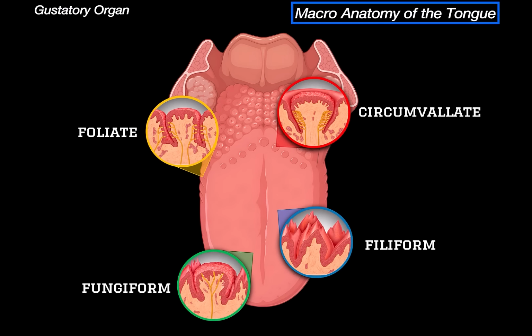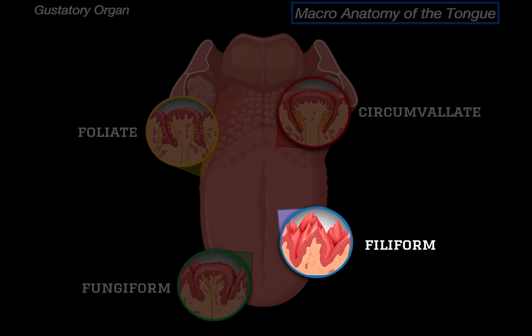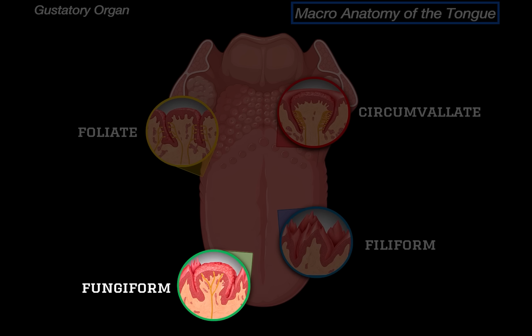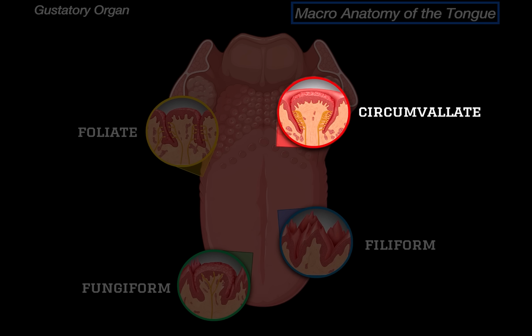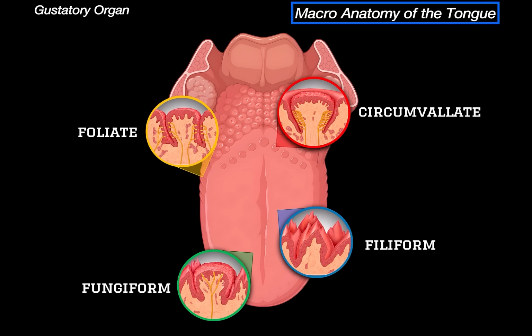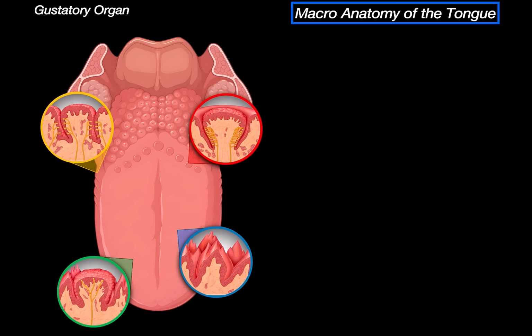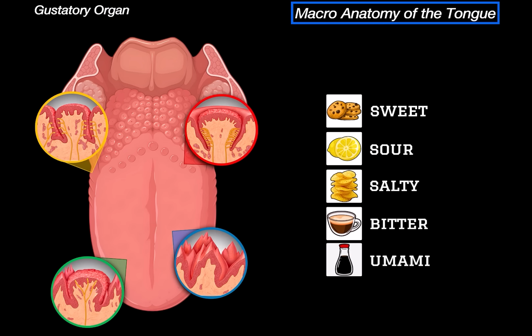So when we put all of this together, the surface of the tongue is made up of Filiform Papillae, which provide texture but no taste, Fungiform Papillae near the front, which contain small numbers of taste buds, Foliate Papillae along the sides, which contain taste buds within their folds, and Circumvallate Papillae at the back, which contain a large concentration of taste buds. And most importantly, all regions that contain taste buds are capable of detecting all 5 taste modalities.